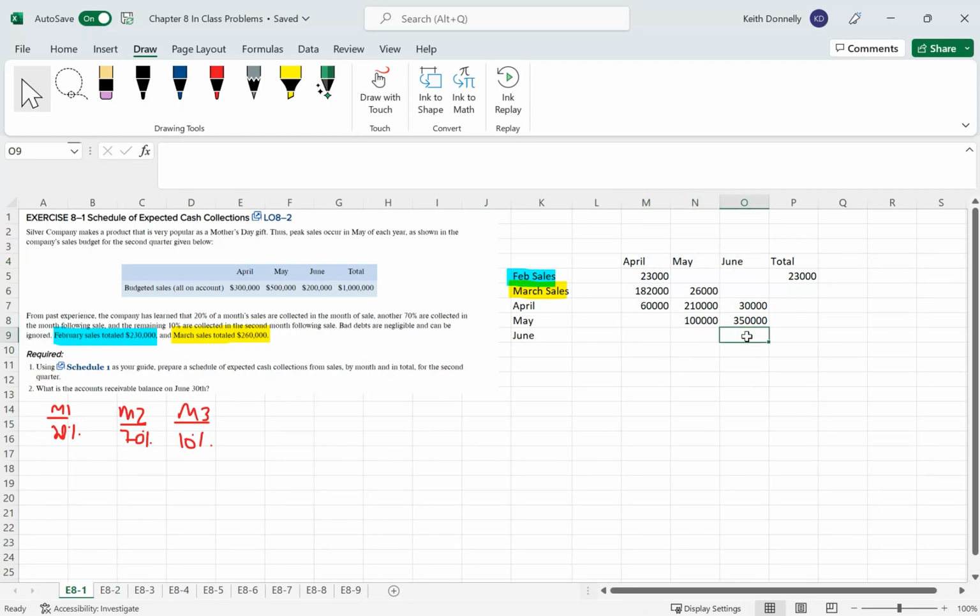June here, the only thing we'll have is June. So it looks like we did 200,000 in June. In the month of sale, we collect 20%. So we're looking at 40,000. So here we'll just drag the formula down. All it is doing is adding across there. So we're looking at 23, 208, 300, 450, 440, and this is going to be total cash collections.